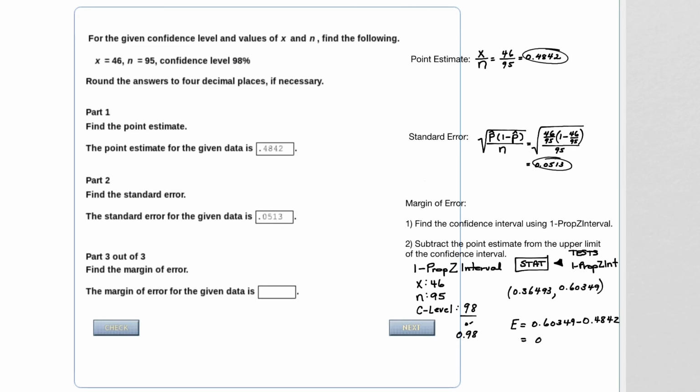And this gives me 0.11929, but the computer wants it rounded to 4 places, so I make it 0.1193, and that is my final answer.